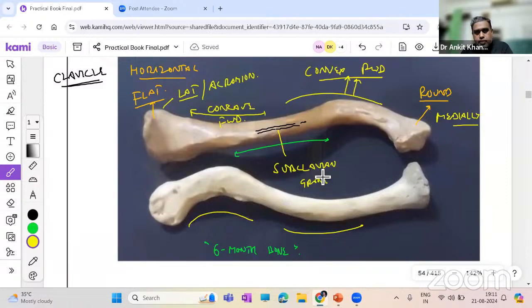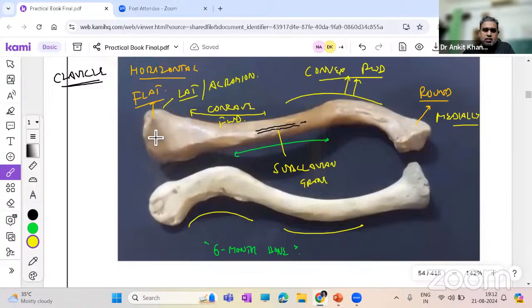Now, subclavian groove, sub means below, right? So the subclavian groove will be on the inferior aspect or the inferior surface of the clavicle. Inferior, because the subclavius muscle will be below the clavicle. So remember, this has to be on the inferior surface. So name the bone, side, reason, you should know which end is rounded, which is flattened, whether it is convex forwards or convex backwards, then the groove has to be on the inferior aspect.